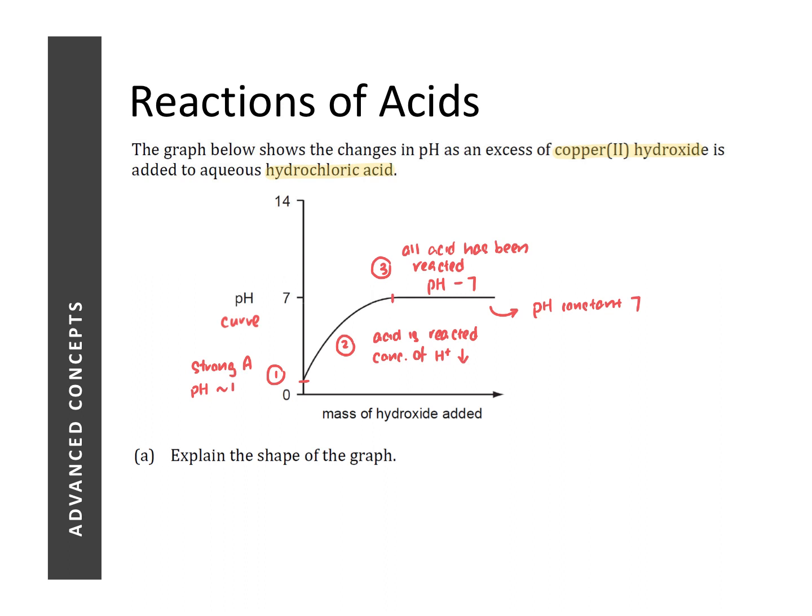Copper 2 hydroxide is insoluble in water, and as a result, when we further add copper 2 hydroxide into the solution, it doesn't dissolve. When it doesn't dissolve, it doesn't produce hydroxide ions, so the pH will not increase beyond 7.